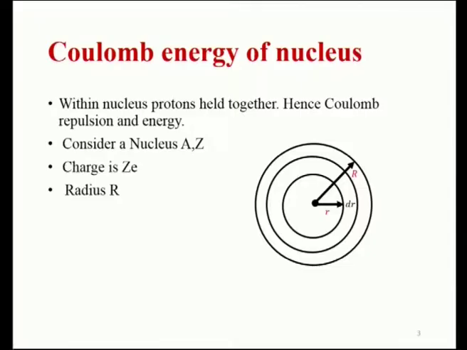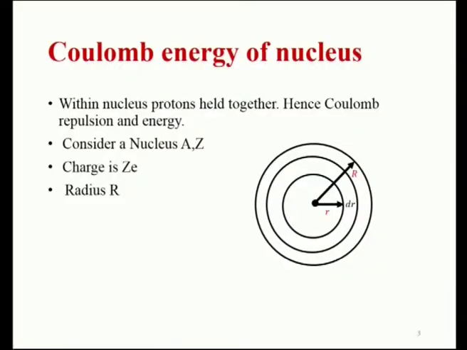When you say Coulomb energy of a nucleus, within the nucleus there are protons. Of course, we have neutrons also, but protons are positively charged particles. Therefore, there will be Coulomb repulsion and they will be repelling, going away from each other. Hence, there will be Coulomb repulsive energy. Therefore, we want to calculate the repulsive energy or Coulomb energy inside a nucleus.